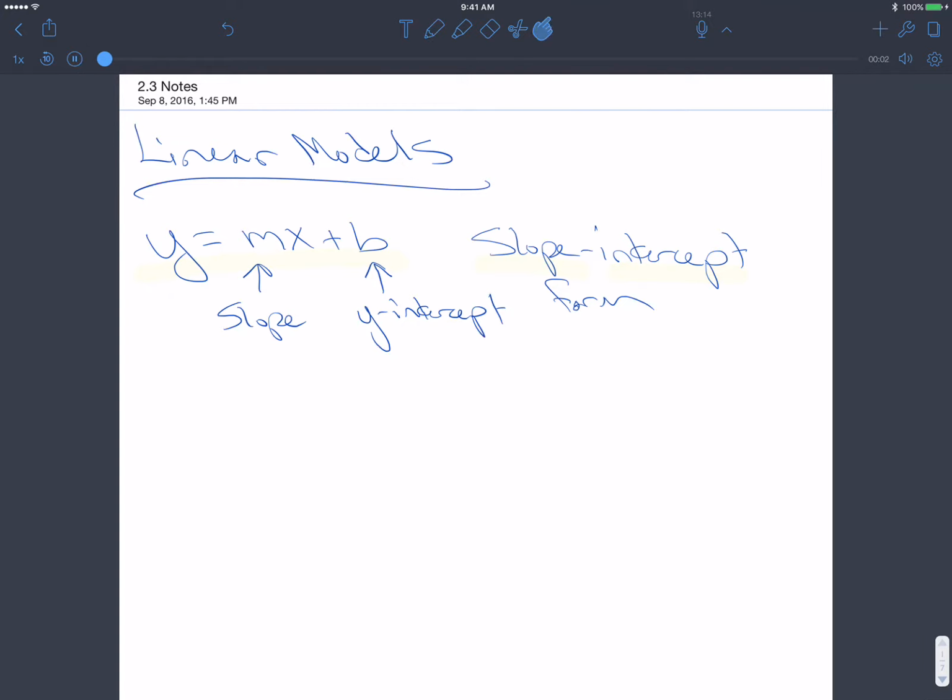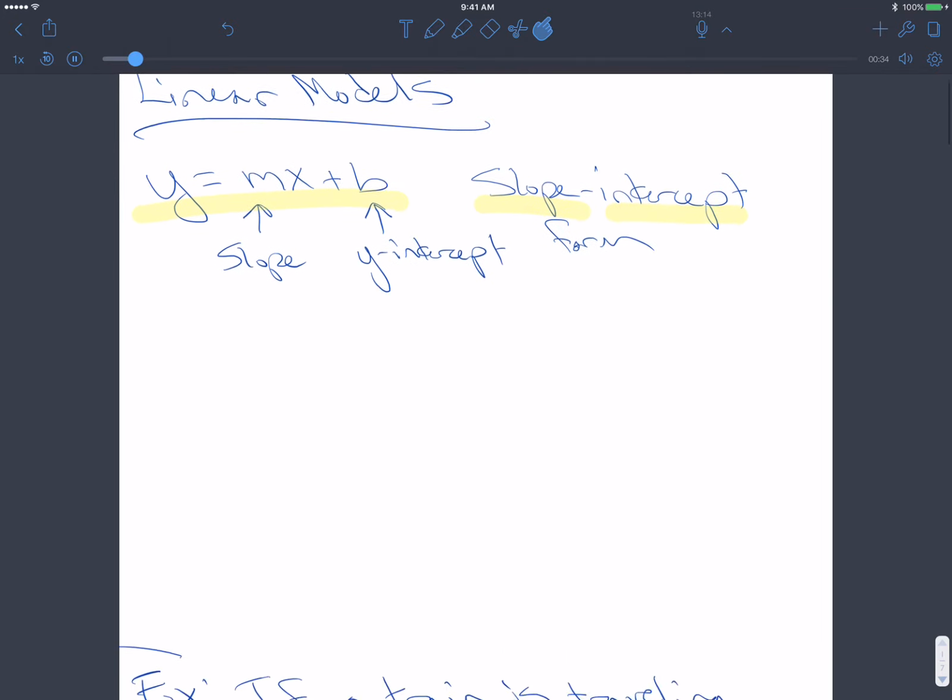Section 2.3 is a whole lot more lines. We'll start with linear models, which we talked about a little bit in class, bringing you your y equals mx plus b form, right? We talked about this last class. This is called slope-intercept form. Slope because m is your slope, and intercept because intercept is given by your b value, the y-intercept for the line. So you're already pretty familiar with this form, but let's do an example of a linear model.